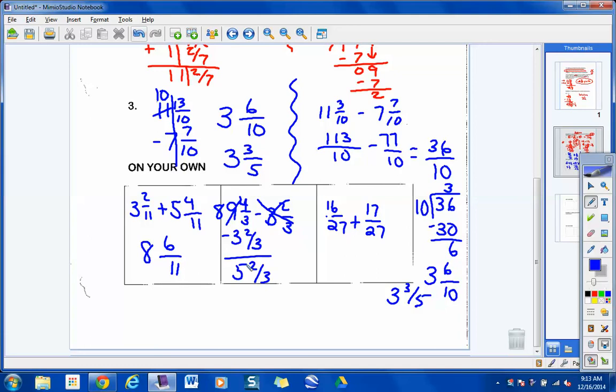Yes, I'm with you. Now, does anybody want to see if I turn these into improper fractions and go that route? No. Are we okay with this? Yes. Okay, my last one.